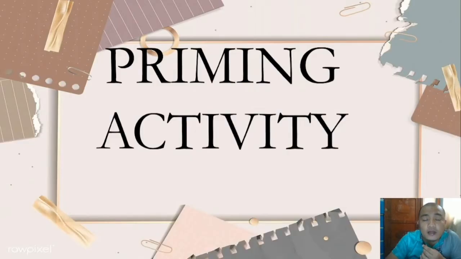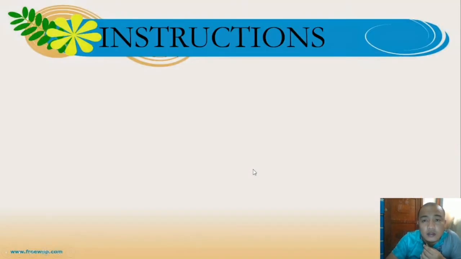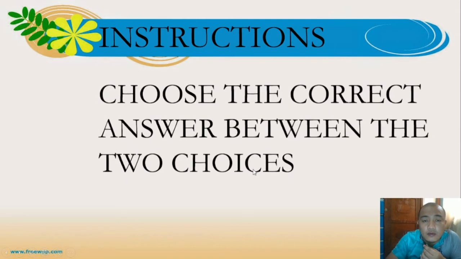But before we proceed with the topic angle between two lines, let us first have a priming activity. This is a review which is necessary in learning this new topic. The instruction for the priming activity: choose the correct answer between the two choices. So there are only two choices.